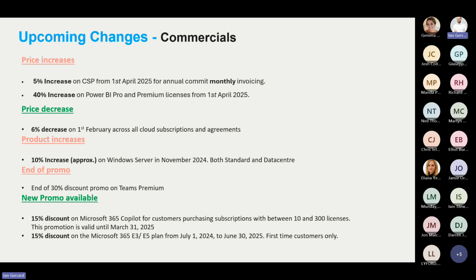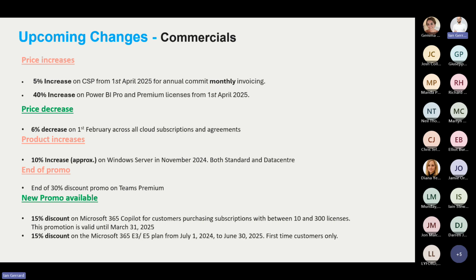And then from the 1st of April, most of them utilize monthly billing with no additional cost. Microsoft are going to be introducing a 5% surcharge from the 1st of April. So if you renew before the 1st of April for the year, this won't impact you, but it would impact you in 2026. It's a 5% increase for an annual commitment, but on monthly invoicing.